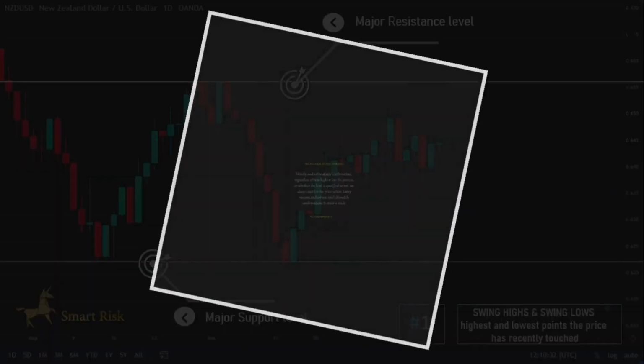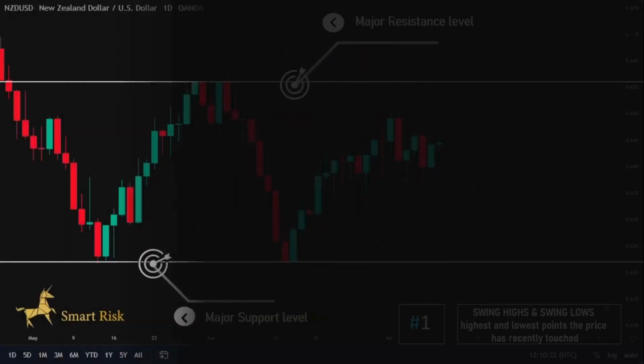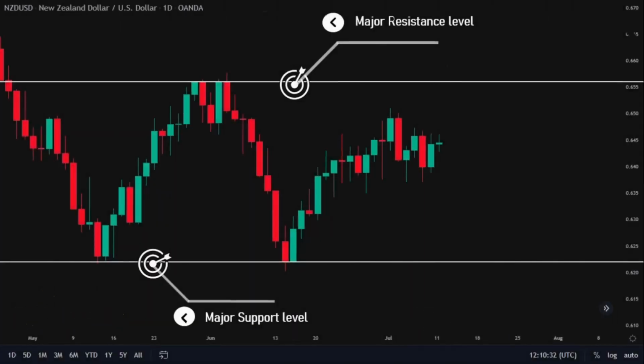Always remember, guys, we do not enter trades at support and resistance levels blindly and without any confirmation, regardless of how high or low the price is, or whether the level is qualified or not. We always wait for the price action, entry reasons and setups, and ultimately confirmations to enter a trade. So let's move on to the next criteria that we're looking for.